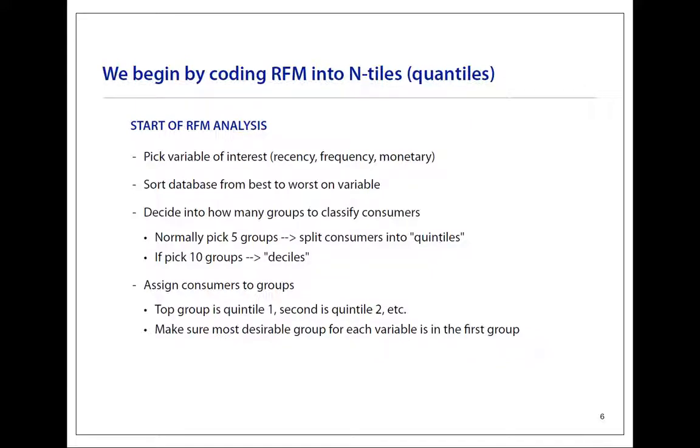And then we do the same thing for frequency. Rank my customers from the most frequent customer to the least frequent customer, from best to worst, and then divide them into 5 groups. We do the same thing for monetary. So after this grouping, every customer has 3 numbers: which group this customer belongs to as measured by recency, which group as measured by frequency, and which group as measured by monetary.